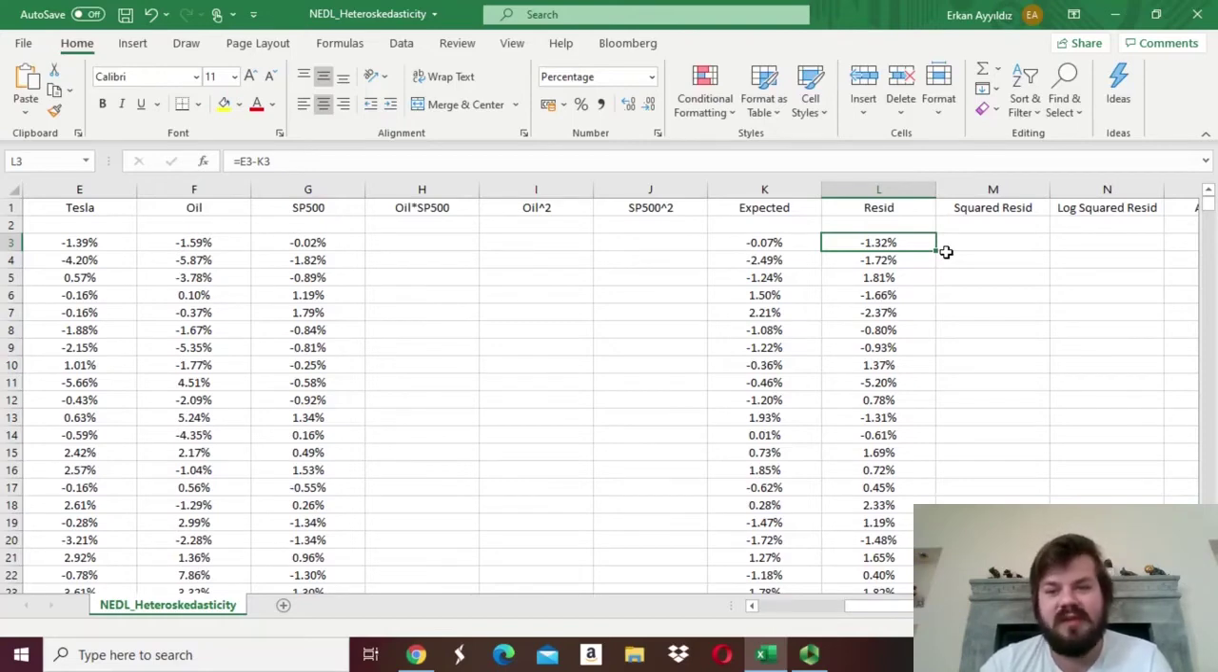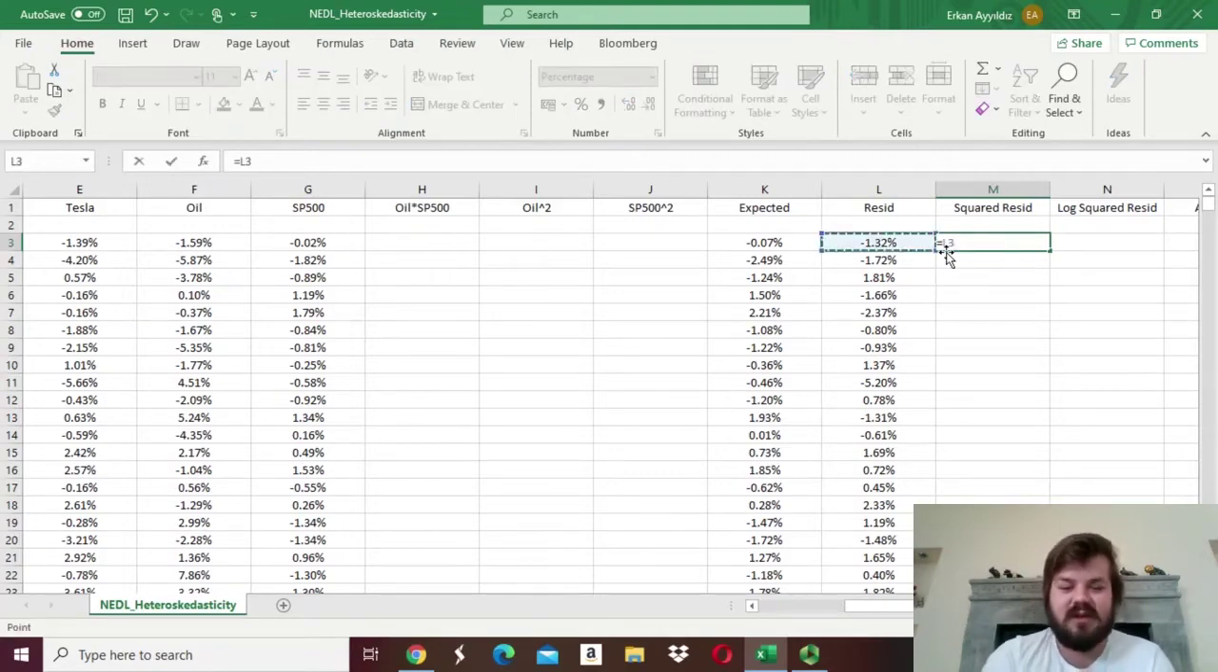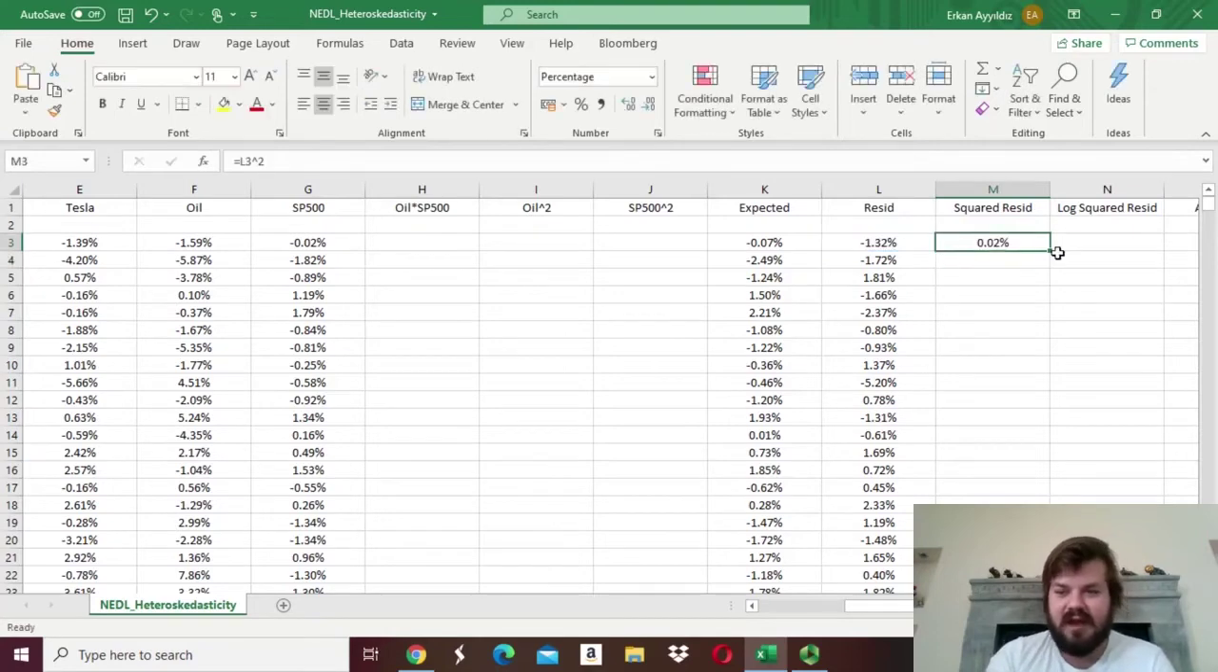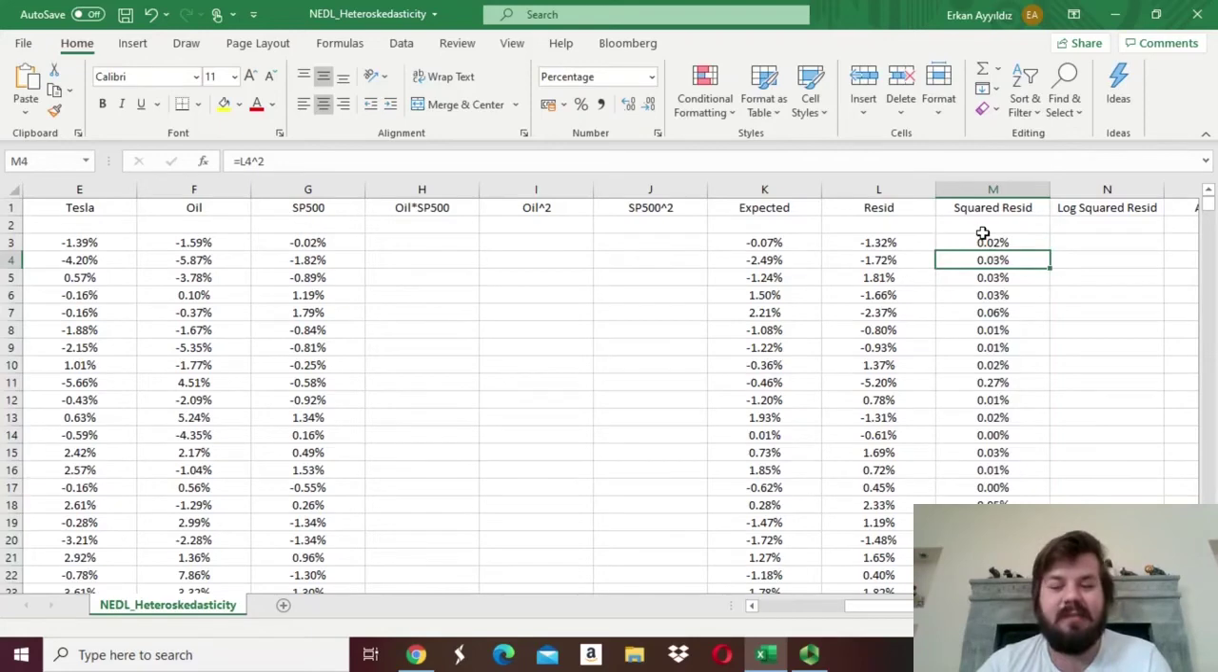So most of the tests we will encounter are going to deal with the squared residual, so the volatility of the disturbance term, of the error term, of the abnormal return. So we just square the respective residuals and fill the whole array with those. And now we finally can apply the Breusch-Pagan test.